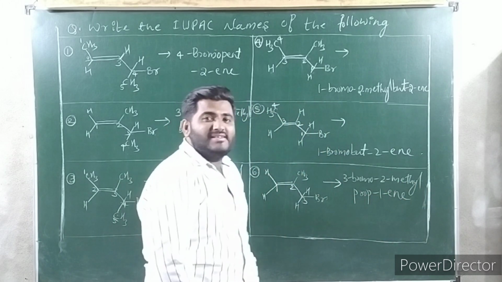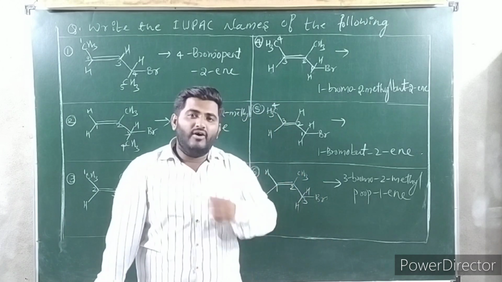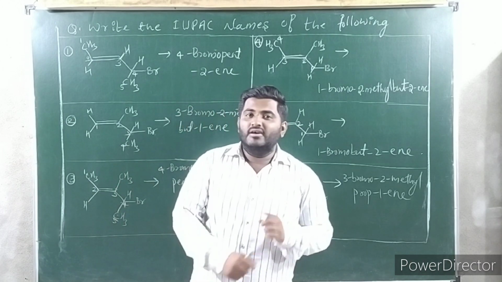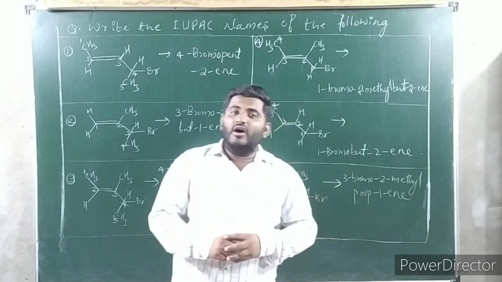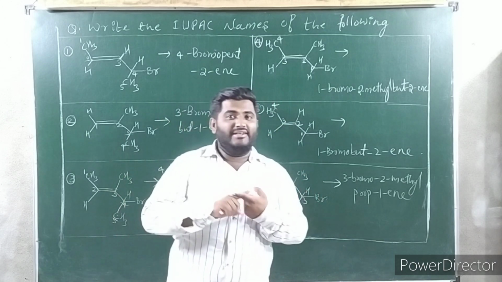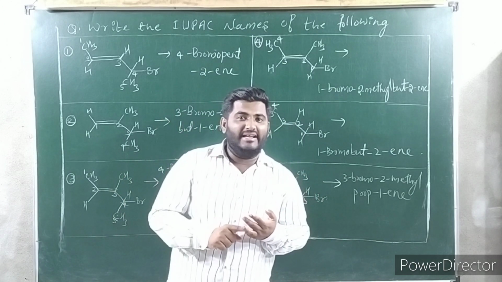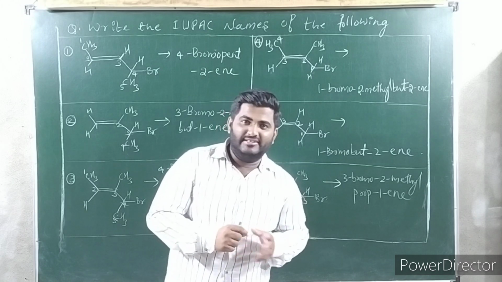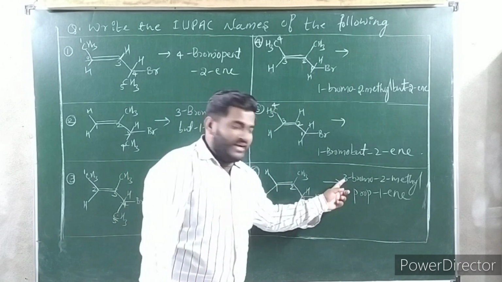I hope you know the basics of IUPAC nomenclature. You have already studied in the first chapter of first PU organic chemistry, right? How to write, what are the rules? First you have to write the suffix, then root word, then parent alkane, alkene, alkyne. You know everything, I think so, right? Based on that only we are discussing.